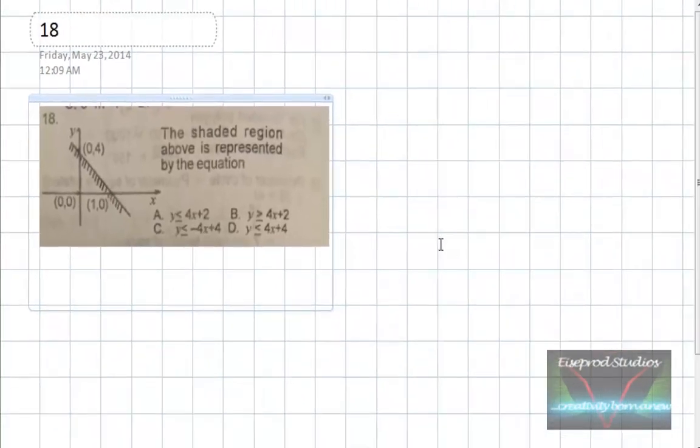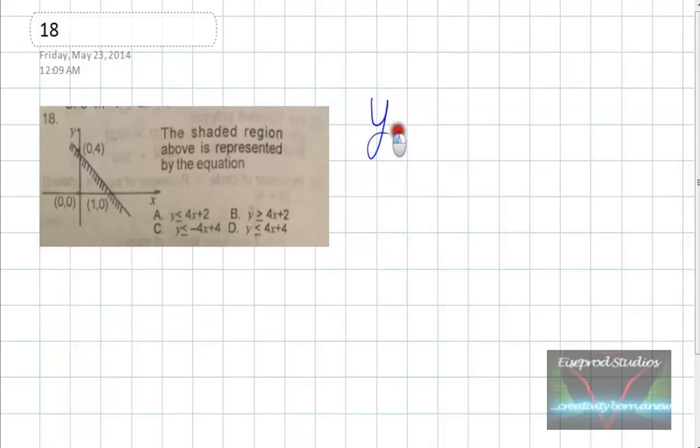Question 18 wants us to find an equation that represents the shaded region. Remember that the equation of a line can be represented by y equals mx plus b, where b is your y-intercept.